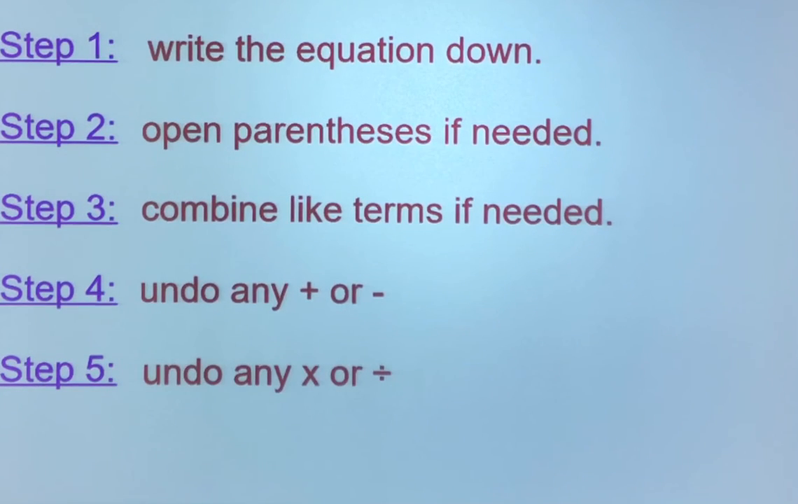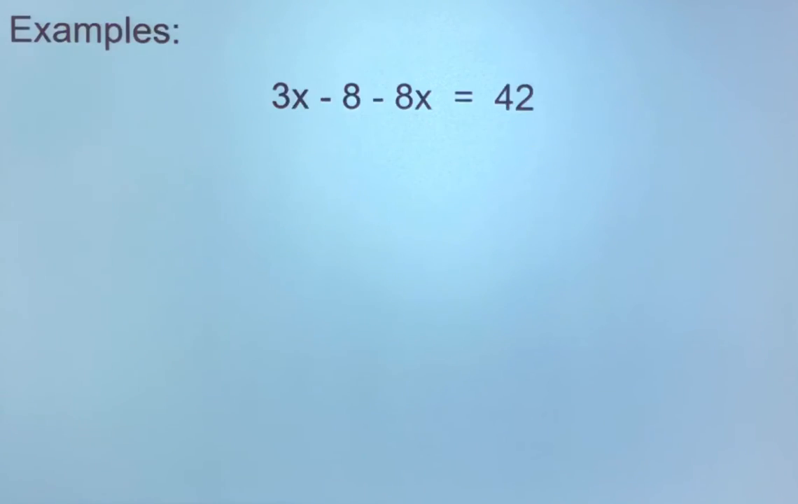So there are our steps. Write the equation down, open parentheses if needed, combine like terms if needed, undo any addition or subtraction, and then undo any multiplication or division. Let's put these steps to work. Here's our first example. 3x minus 8 minus 8x is equal to 42.